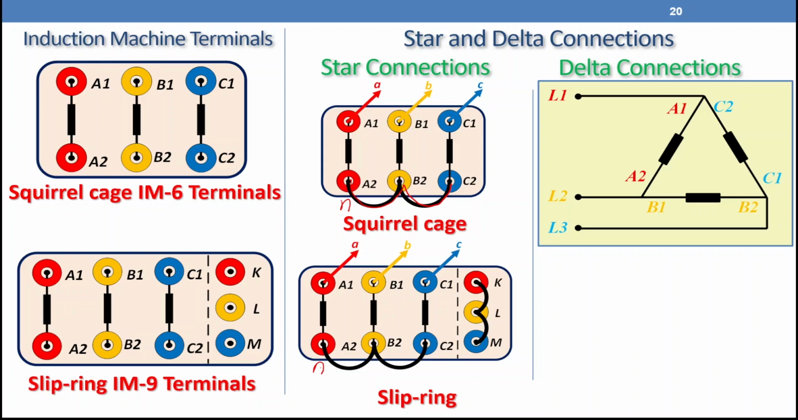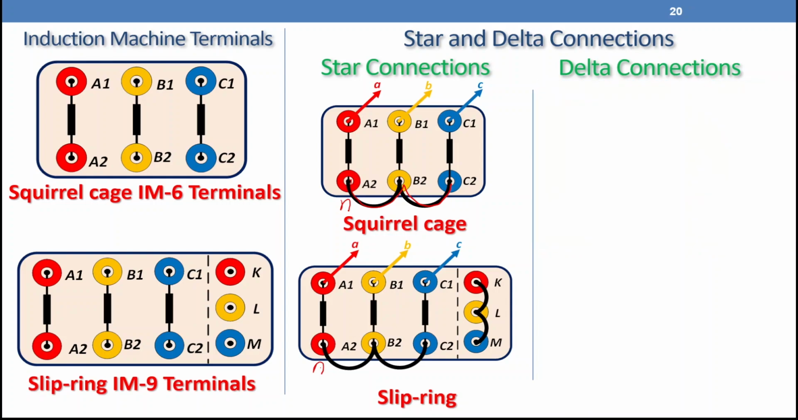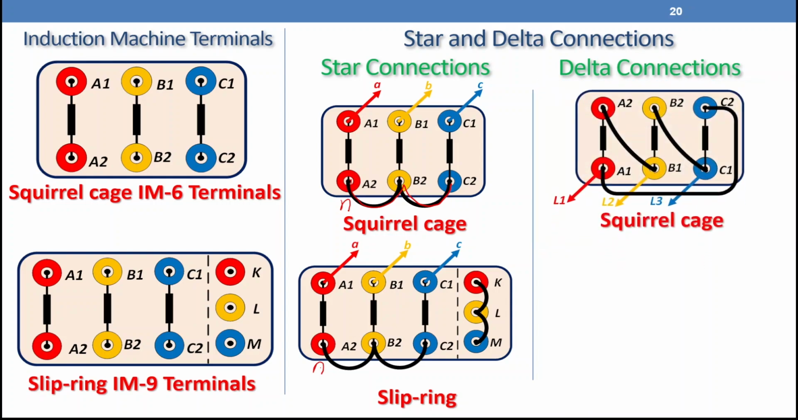How are we going to construct that for the machine terminal? Let's look here. So the end of coil A is connected to the start of coil B, the end of coil B is connected to the start of coil C, and the end of coil C is connected to the A1 point. And then we are going to feed the motor from A1, B1, C1 or A2, B2, C2. It doesn't make any difference. So that one is a squirrel cage one.